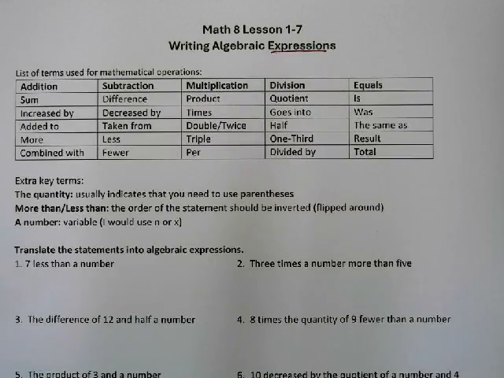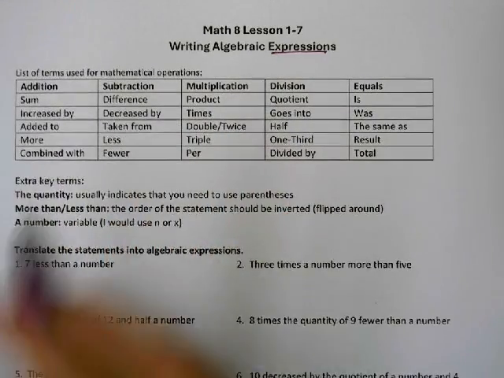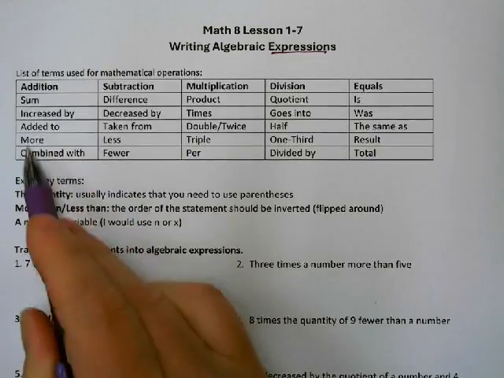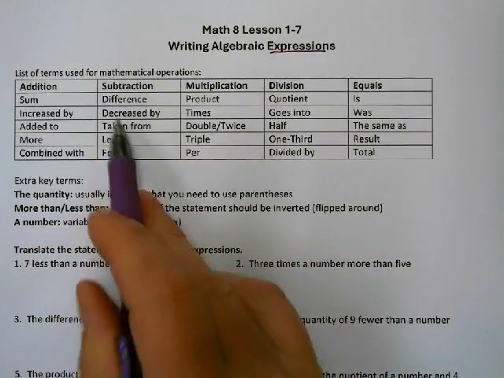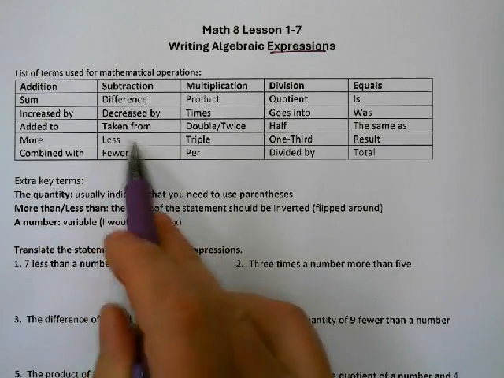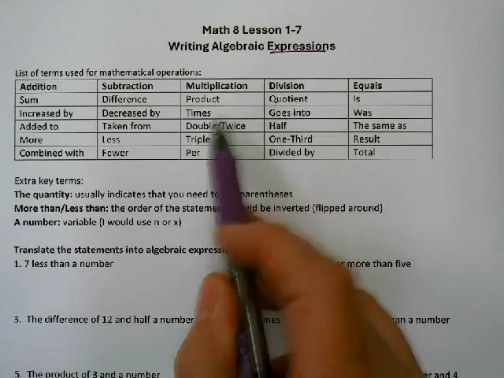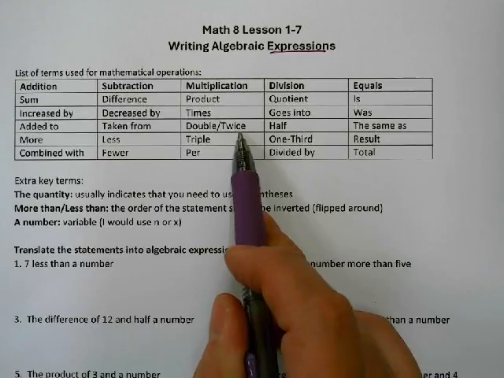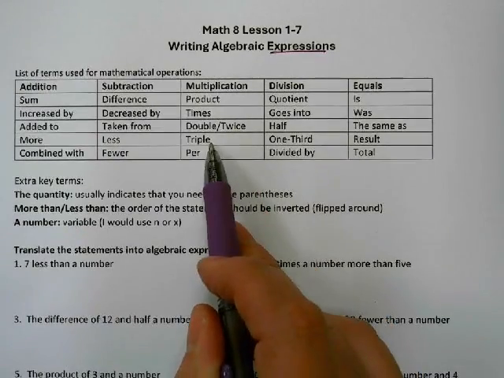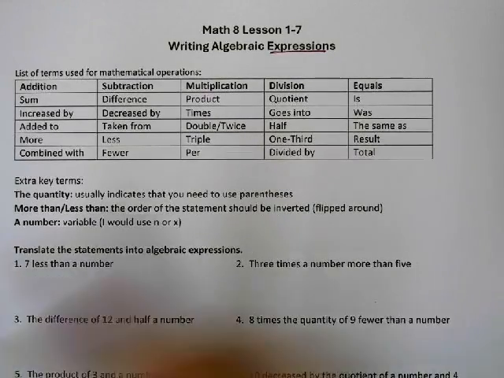So there are some key terms that we will see, and they stand for our major operations here. So addition can be sum, increased by, added to, more, combined with. Subtraction has a bunch of words. Difference, decreased by, taken from, less, fewer. Multiplication, product means multiplication. Times, double, that means multiplying by 2. Twice is the same thing.